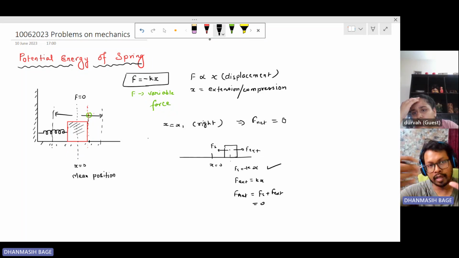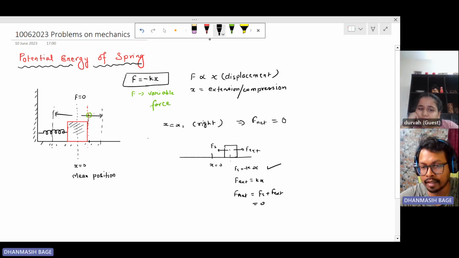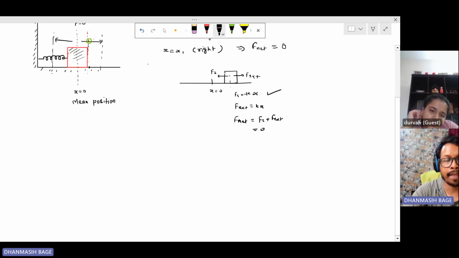So it means when you are pulling it to the right or compressing it to the left, you have to do some work on it, right? You have to spend some amount of energy on it, and that energy gets stored in it in the form of potential energy. So when you are calculating the potential energy, you have to find the work done by your external force, not the work done by the spring force, right? Your force, when you are pulling it on this side, should always be equal and opposite to the spring force. Clear this thing? So that's what happens.